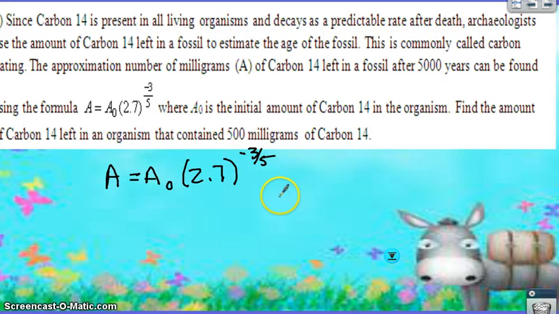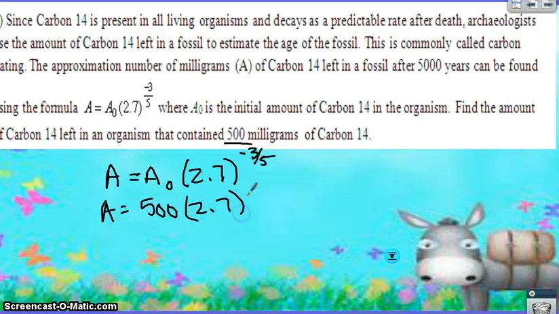Where A sub 0 is the initial amount of carbon-14 in the organism. Find the amount of carbon-14 left in an organism that contained 500 milligrams of carbon-14. So it's saying right there, it originally contained 500 milligrams. We are going to plug that in. 500 times 2.7 raised to the negative 3/5. Make sure you put that exponent in parentheses in your calculator. Otherwise, your calculator will raise it to the negative third, and then it'll divide that whole number by 5.